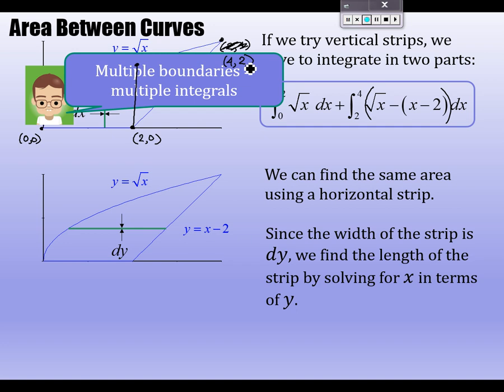But if we're going to do top minus bottom and we're going to do everything with respect to y, then we better have two functions that are solved in terms of y. This one's not hard. I mean, neither of them are hard, right? This we might call x equals y squared. And this we might call x equals y plus 2. So now we have these functions x of y. Ooh, is that okay for you? X of y are the functions.